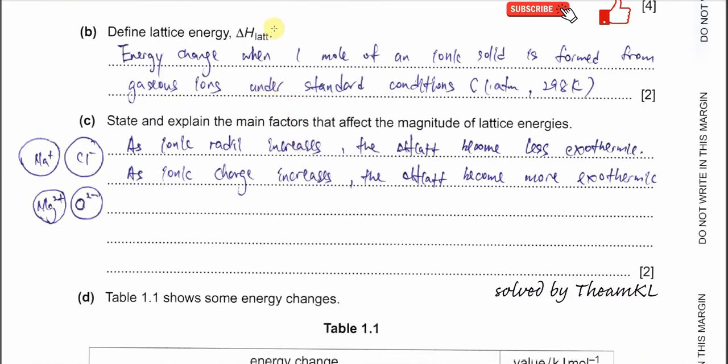Part B, define lattice energy. Okay, this one is very easy. It is the energy change when 1 mole of ionic solid is formed. The 1 mole of ionic solid is important, because lattice energy is always when 1 mole of the compound or ionic solid is formed, and this solid needs to form from its gaseous ions. This is another keyword: it must be from the gaseous ions under standard conditions. The standard condition normally is 1 atm, 298 Kelvin.